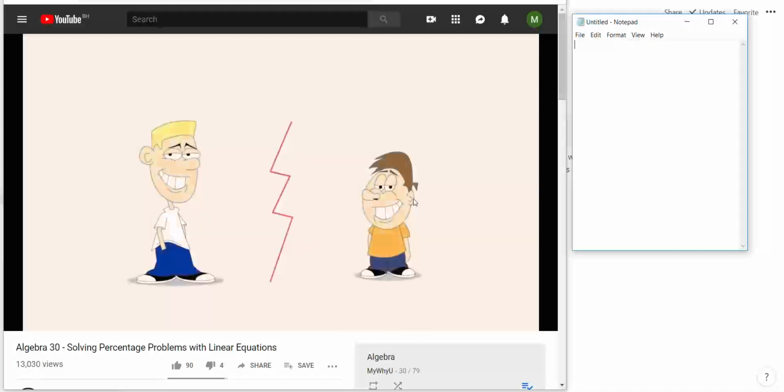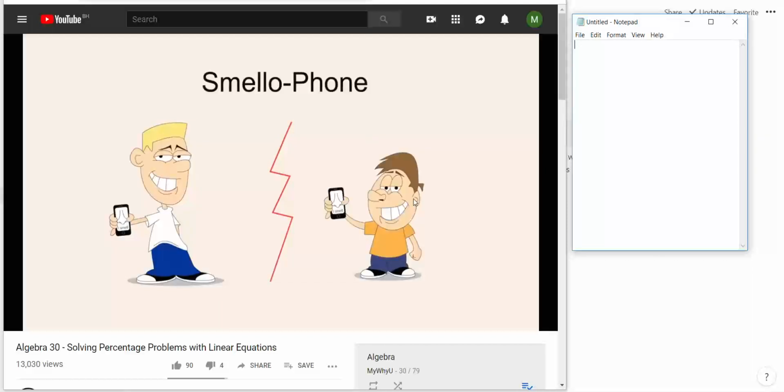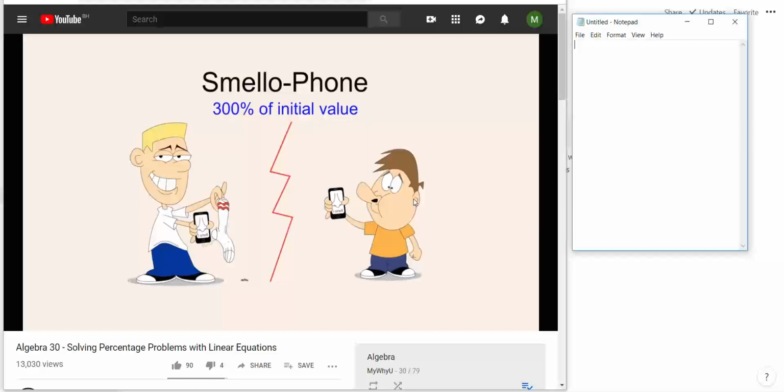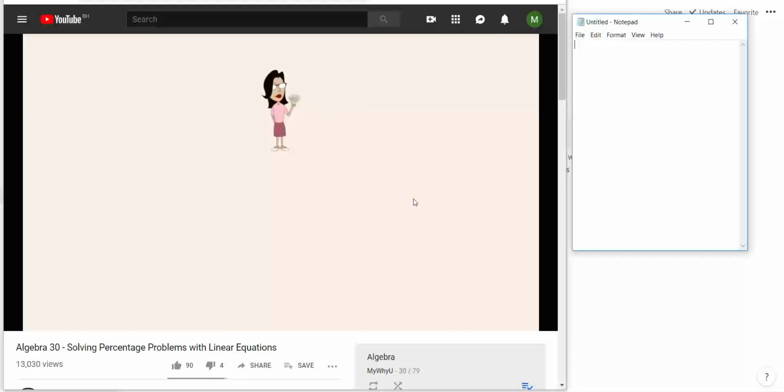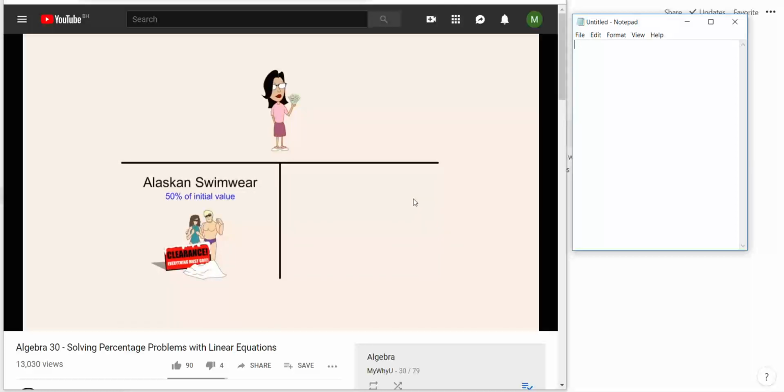The second company, Smellophone, has developed a smartphone which not only transmits sounds and pictures, but can also transmit smells. Its stock triples to 300% of its initial value. In spite of her bad investment in Alaskan Swimwear, Adrian's brilliant Smellophone investment more than makes up for her loss. And the total value of her $1,000 stock portfolio increases to $1,500.